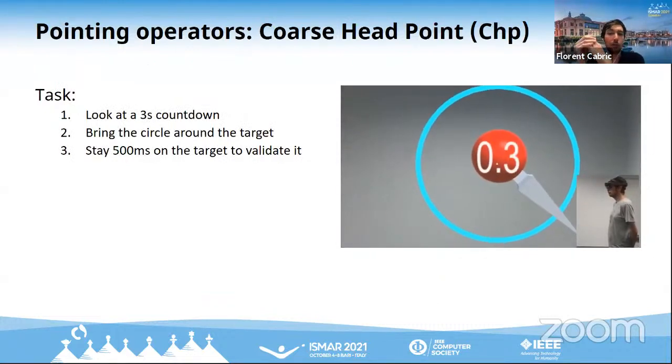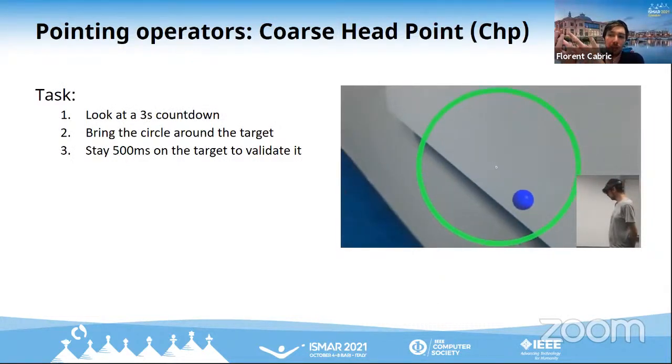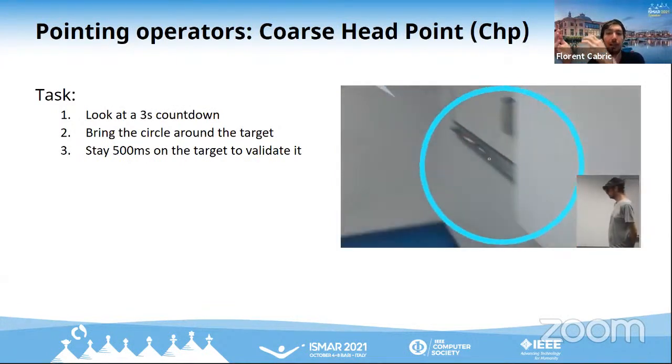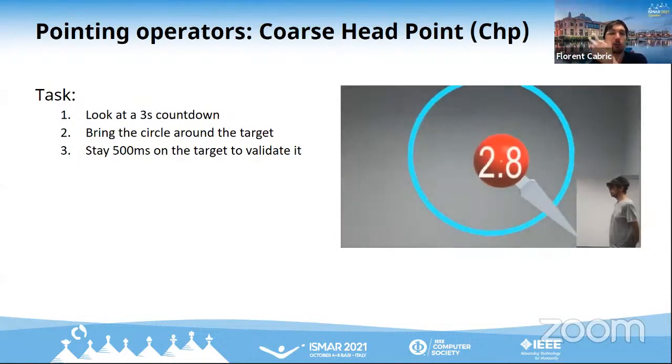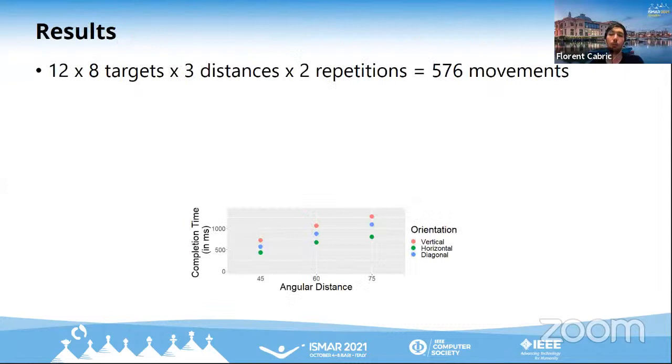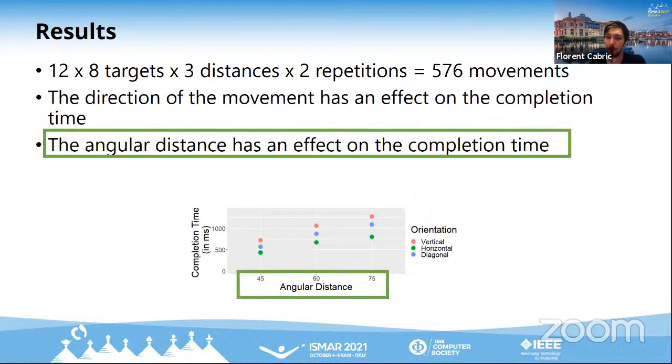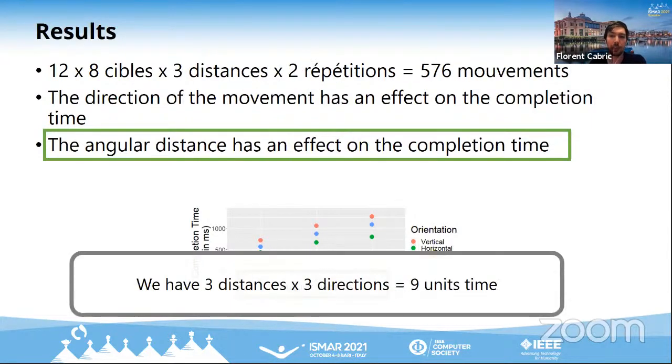In this study, the user has to 1, look at a 3-second countdown, 2, bring the circle inscribed in the field of view around the target, and 3, stay 500 milliseconds to validate it. We collected 576 movements. We can see on the graph that the direction of the movement has an effect on the completion time. And we can also see that the angular distance has an effect on the completion time. So we cannot define only 1 unit time for this operator. We decided to define 9 unit times for the 3 distances and the 3 directions in this operator.